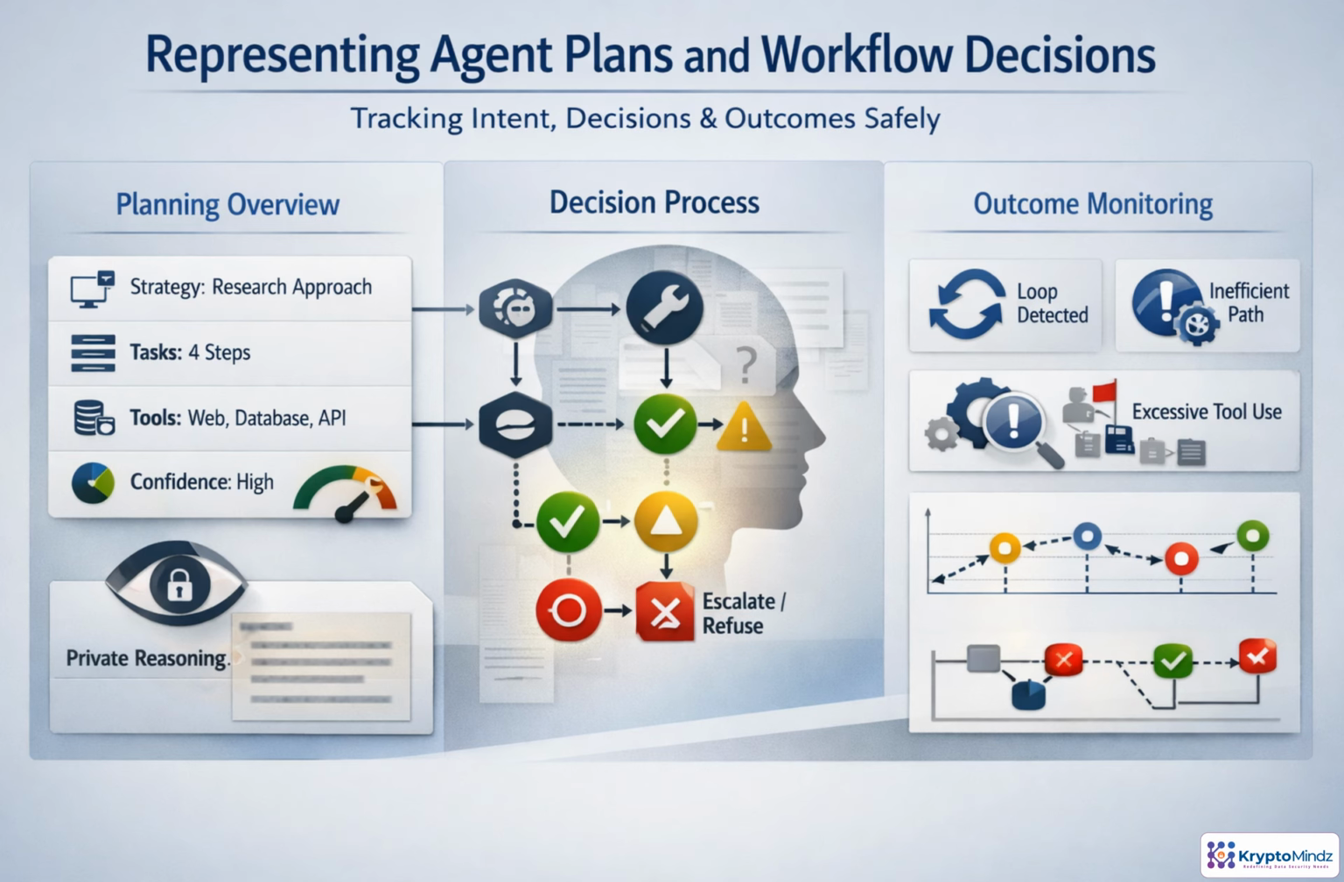Agent workflows should be observable at the level of intent and control, not private reasoning. Capture structured signals such as the strategy selected, the number of subtasks created, the intended tools, and the agent's confidence. Then record the decisions that shape the path: model selection, tool selection, retries, fallbacks, escalation, or refusal. The key boundary is to avoid storing raw chain of thought or secrets. Use safe summaries, decision codes, and policy annotations instead. This gives teams enough visibility to spot loops, excessive tool calls, bad routing, and workflows that are starting to run away.